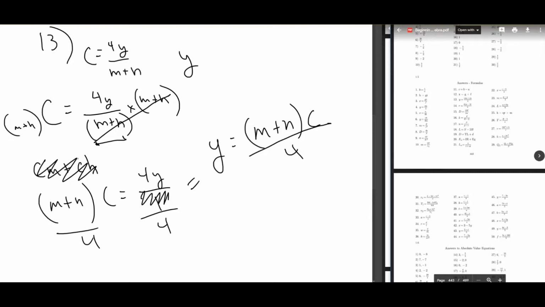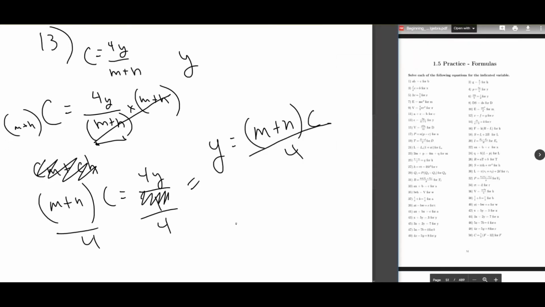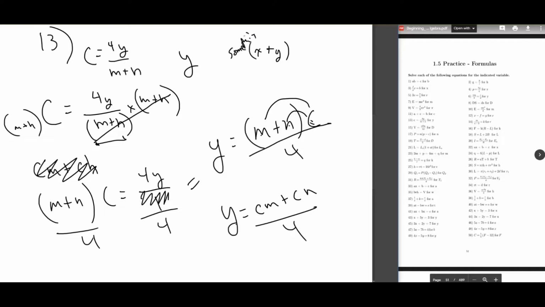Oh, you see what they did here? Okay, I see what they did. They just did an extra step. We're going to do that right now. What they want is y equals Cm plus Cn over 4. What they're doing is multiplying C by m here, C by n here, and that's why you get Cm plus Cn. If you recall from a previous exercise, anytime you multiply something by an addition in brackets, x and y, you multiply that something by x, and then you multiply it by y, and you put the result here. So it would be something x plus something y. That's what we did here.